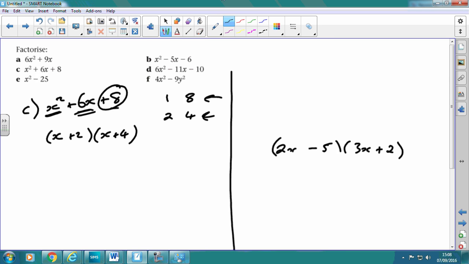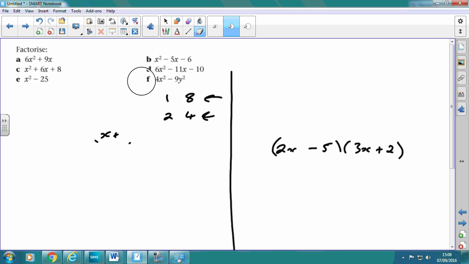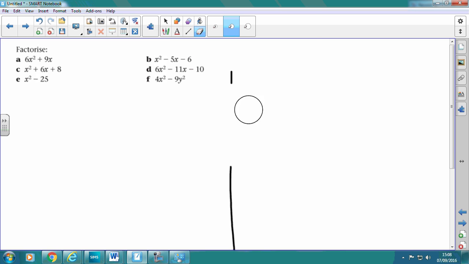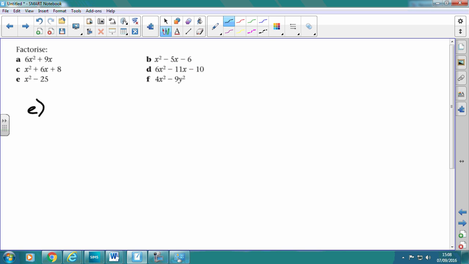Okay, moving on to the last bit of the factorising, question E and question F. Now, as we've seen so far with all the two brackets of factorising, you've got an x squared, you've got something x, and then you've got a number. Now here, we've just got x squared minus 25, so we've got no x in the middle. But it's a special case where there's still two brackets.